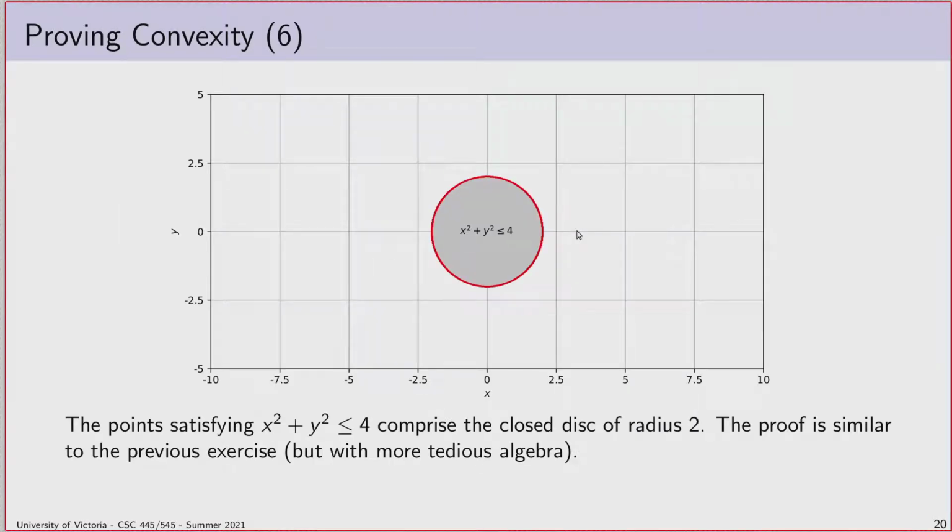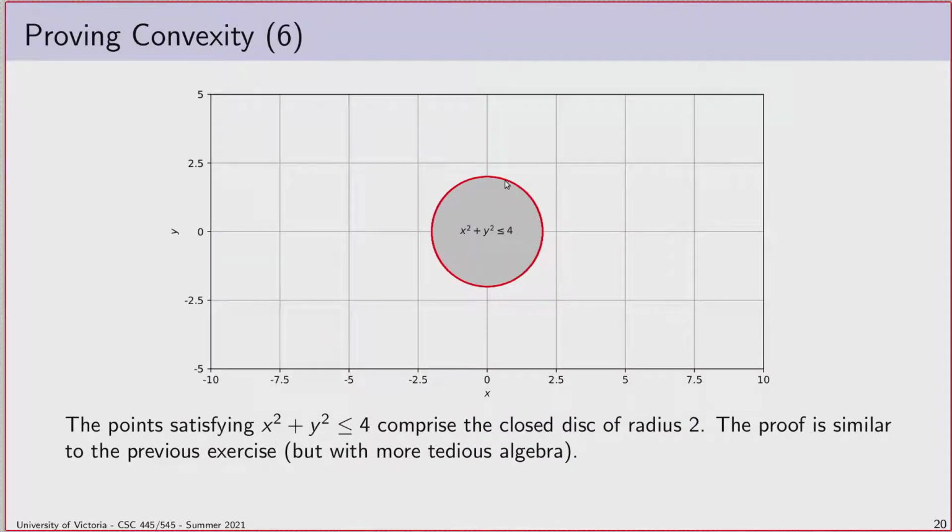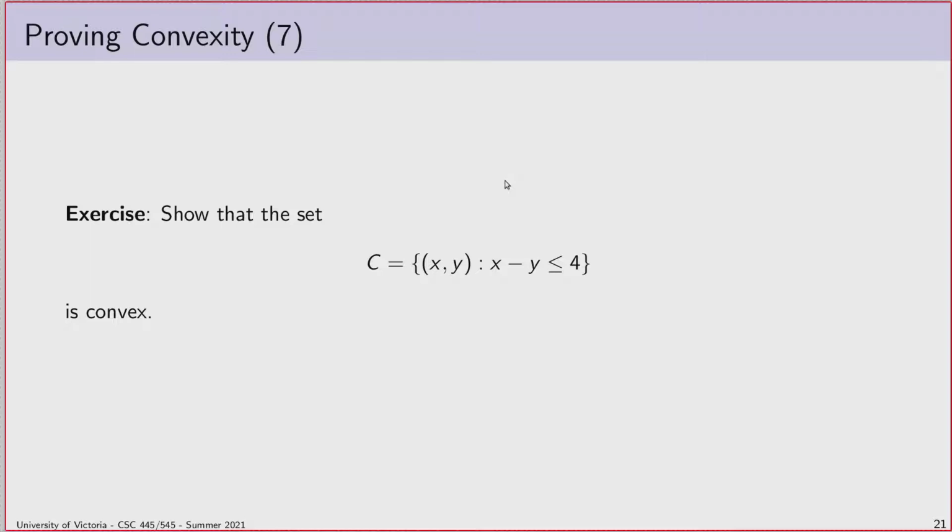So there it is. There's a visualization of our set B. It turns out that, frankly, the proof is pretty much identical to this one, except I use different algebra, and I need quite a bit more of it. It's quite a bit more tedious because I've got basically x squared and y squared in there, which requires a bit more attention. But I use the same technique. I choose two arbitrary points, I choose an arbitrary lambda, and I show that that convex combination lies in the set.